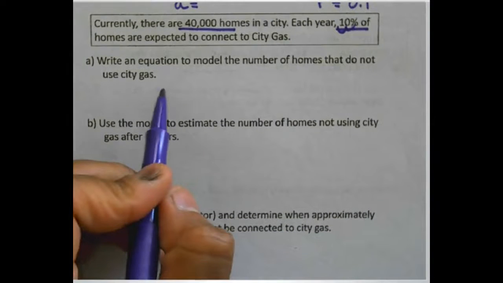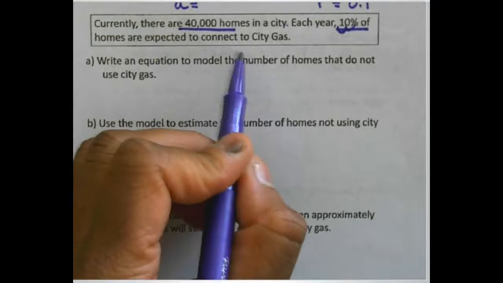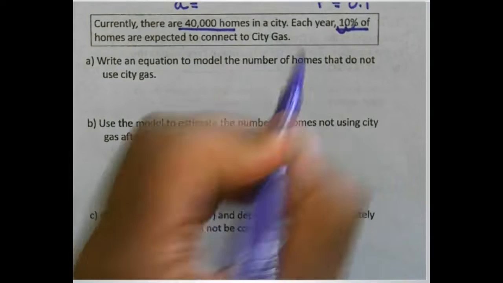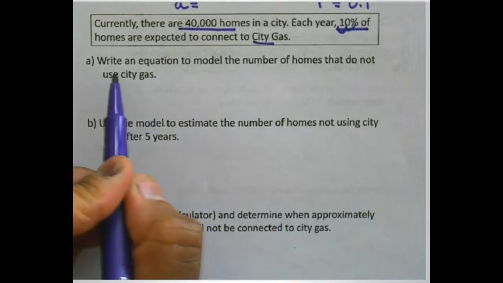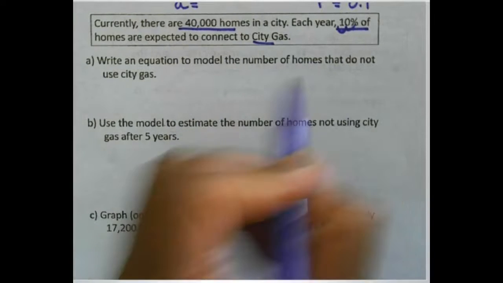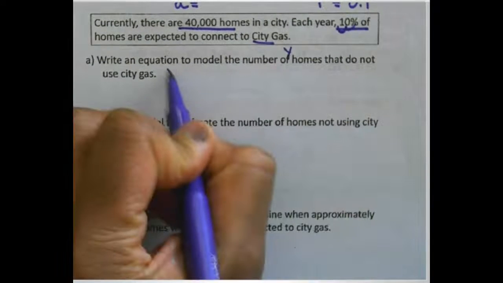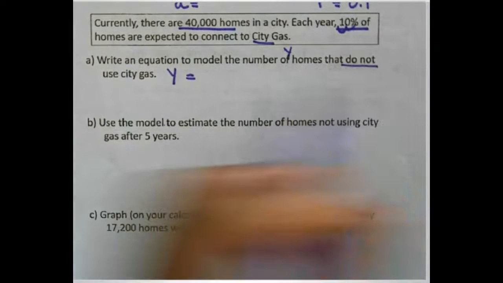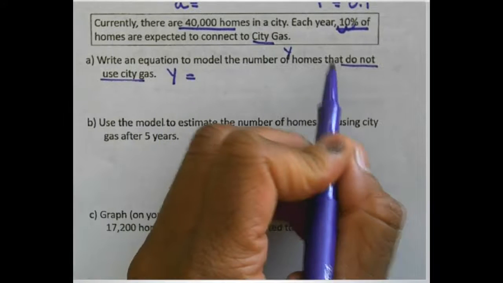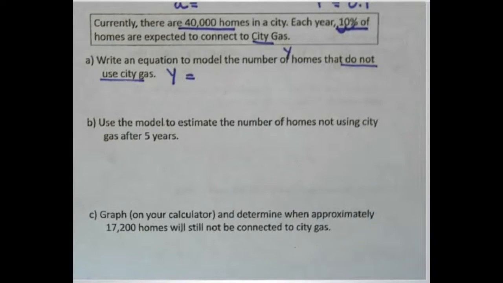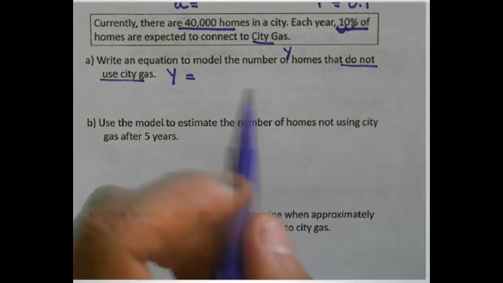What else? Oh, homes are expected to connect to city gas. Okay, so every year 10% of the homes connect to city gas. Great. Write an equation to model the number of homes, so that's going to be my Y, that do not have city gas. So each year that is increasing. The number of homes that do have it does increase every year, but as more and more people have it, less and less people don't. So let's think about that.